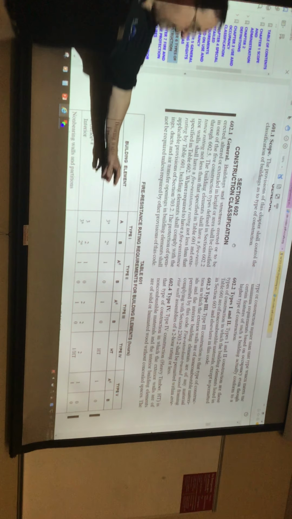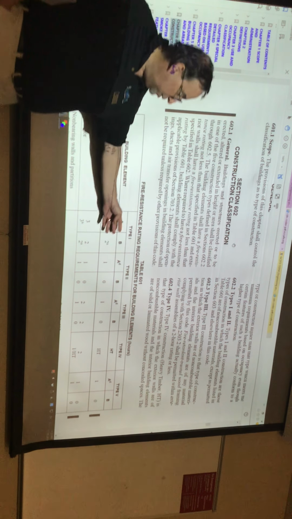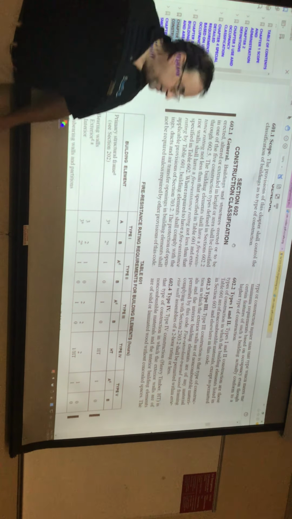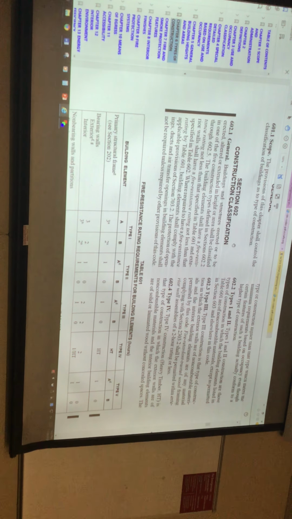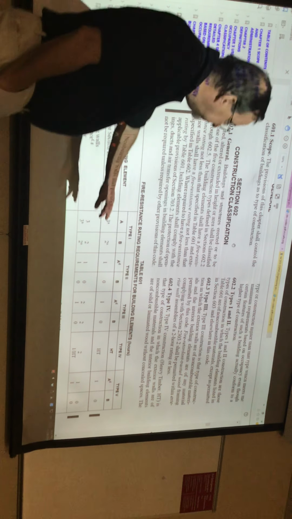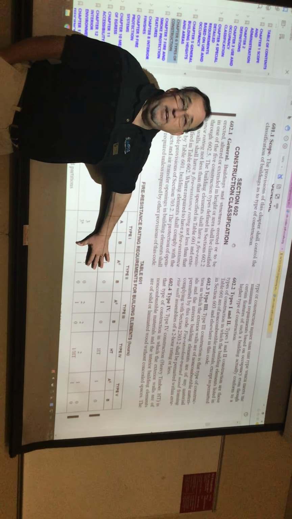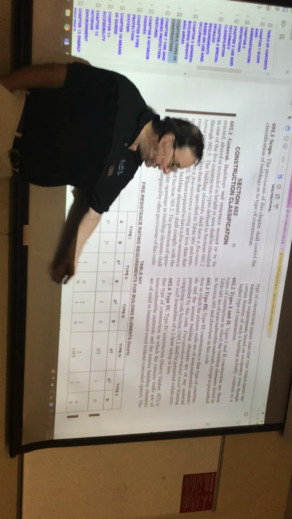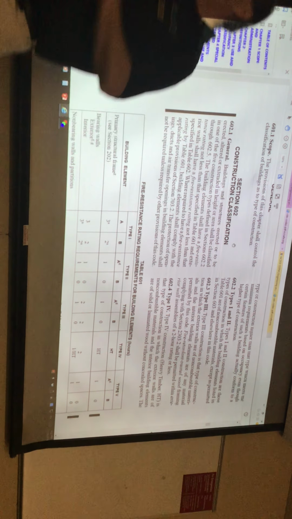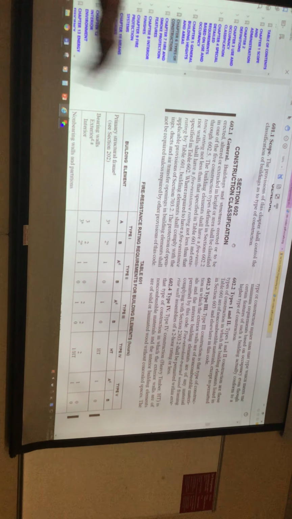So type 1A has 3-hour ratings, type 1B 2-hour, type 2A 1 hour, and type 2B 0-hour ratings. We don't say it has no rating, we say it has 0-hour rating. Types 1 and 2 are non-combustible construction, concrete and steel. Right here, this dividing line, the rest of them on the other side of that line are combustible construction.